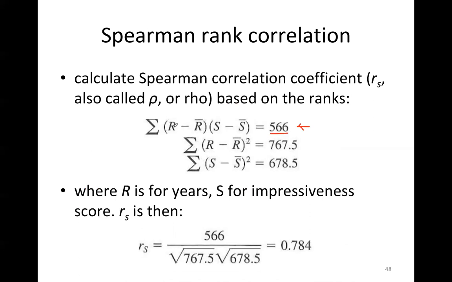Here are the year values and the impressiveness score values, the sum of products, and the sum of squares for years, and for the impressiveness score we calculate the ratio, of course, after calculating the square roots of the sum of squares. Here we get a correlation coefficient of 0.78, the Spearman rank correlation coefficient. We did the same thing based on ranks.